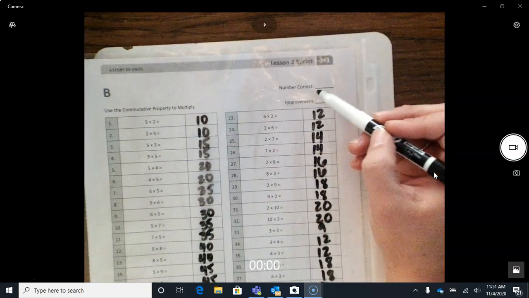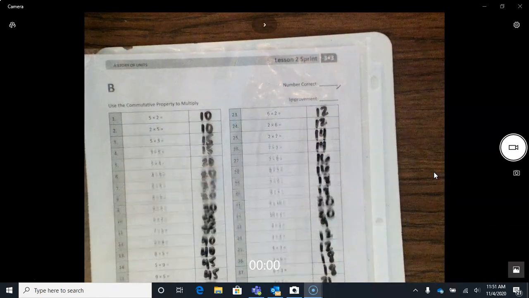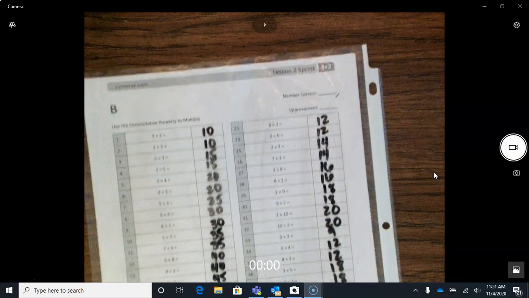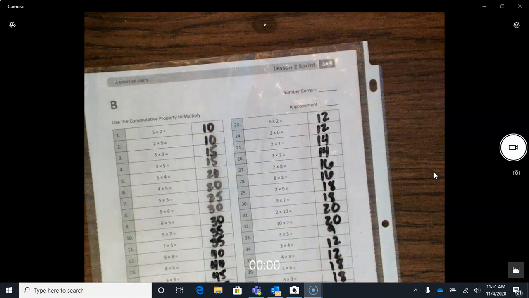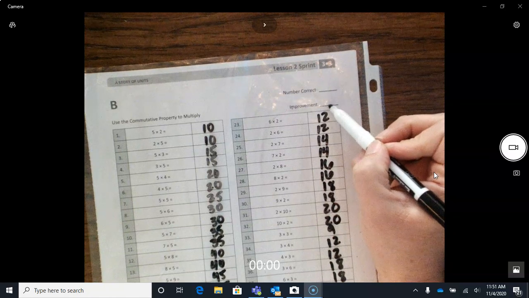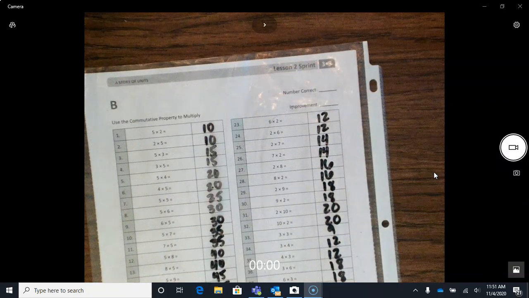and then put it up at the top corner where it says number correct. And then I want you to find the difference between the two. How many more did you get correct this time than last time? And you're going to put that in the improvement. Maybe it's +1. Maybe you got 1 more correct than you did last time. Or maybe you got 5 more correct. So then at improvement, you would put +5.